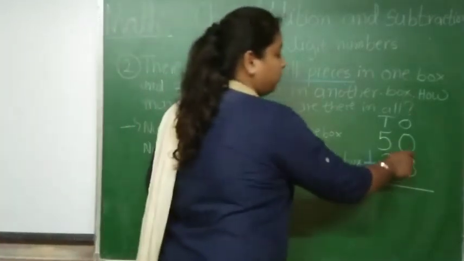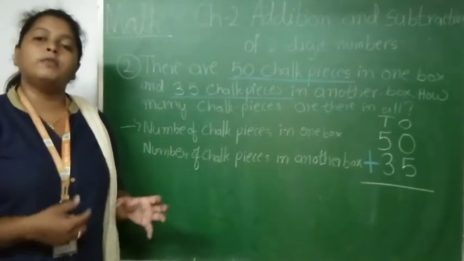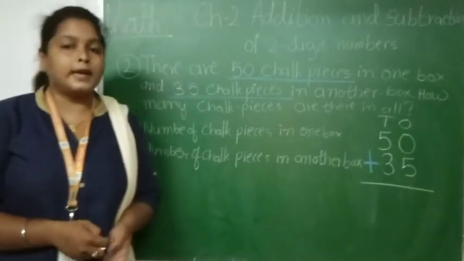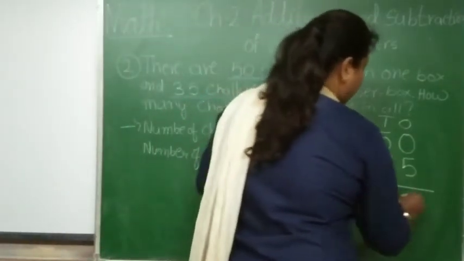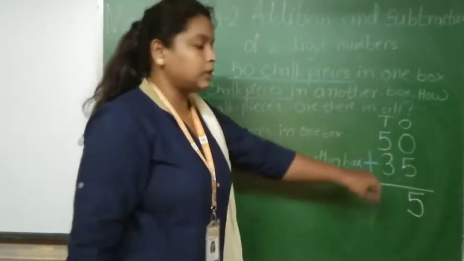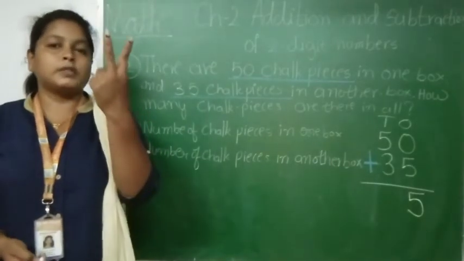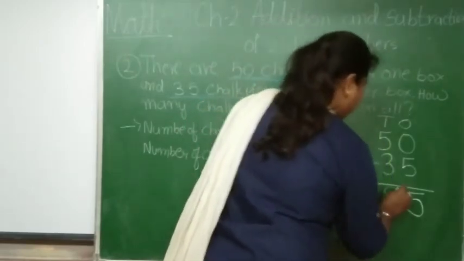So here 0 plus 5. As I told you before, whenever you add any number with 0, you will get the same answer. So 0 plus 5. So what will our answer be? Number 5. Now 5 plus 3. So 5 in your mind and 3 on your finger. 6, 7, 8. So here you will write 8.